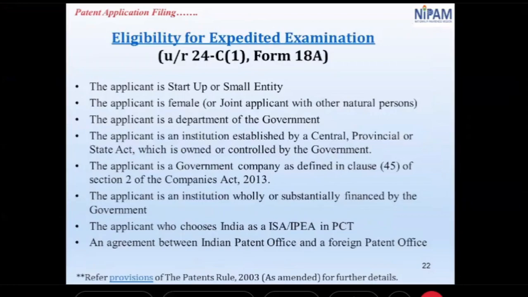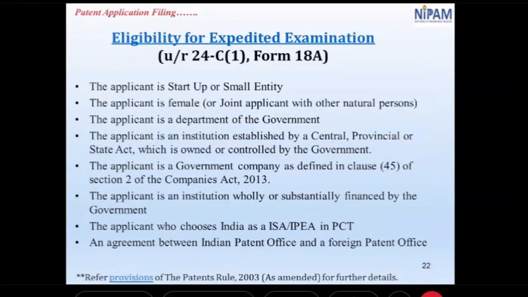There is a provision of expedited examination, that means filing of Form 18A, and under this expedited examination, if the applicant is a startup, and so on, these are the eligibilities. That means the applicant is a government company as defined by clause 45. So ICAR falls under this government establishment, and you people are eligible to file for expedited examination.